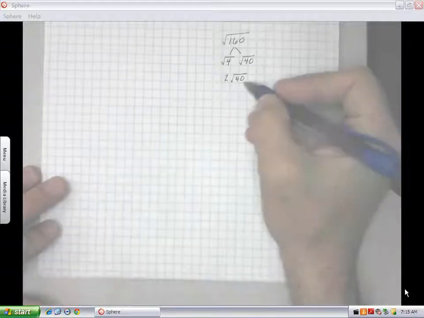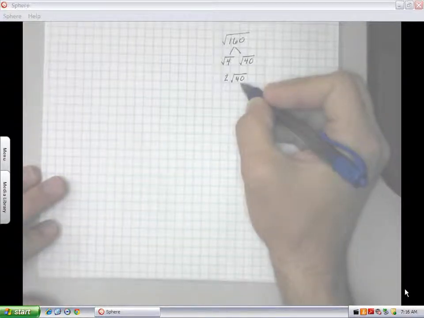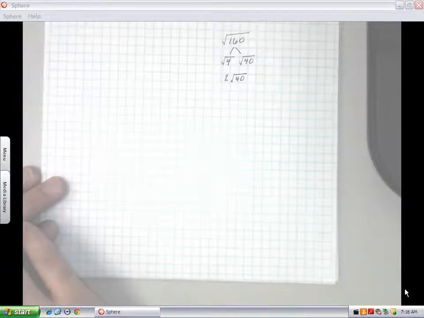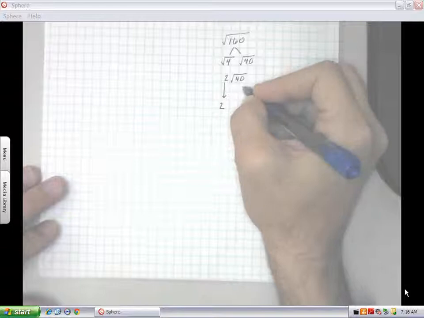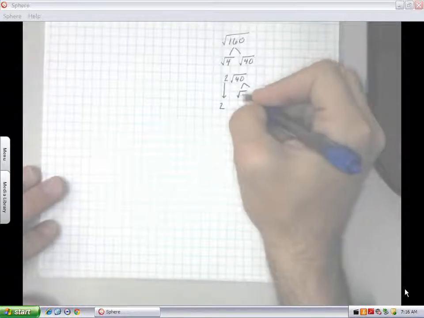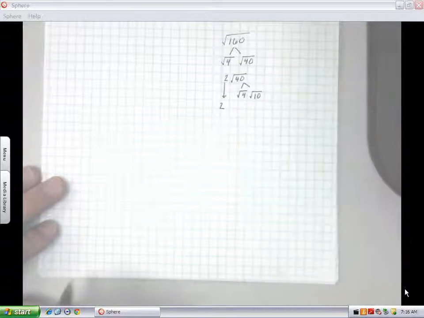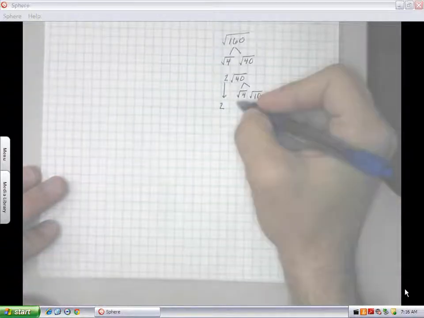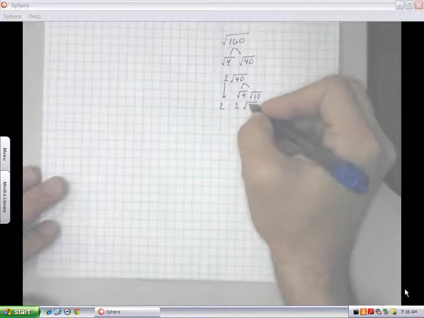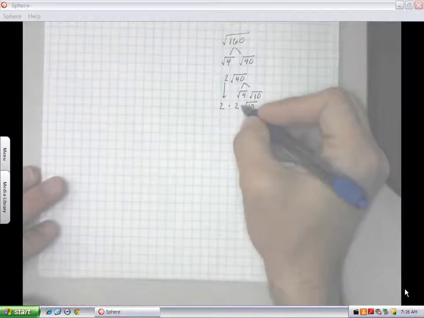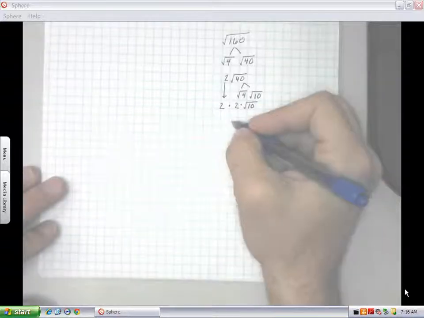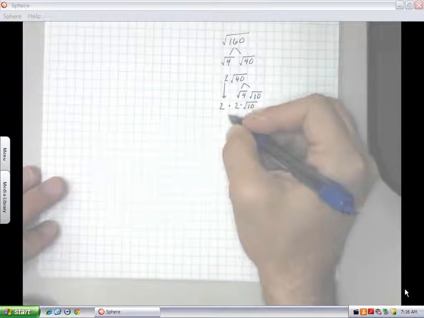If I look at 40, I might realize that there's another perfect square that goes into 40. Well, I can fix it. If I continue to bring down this coefficient of 2, and then just try to reduce the square root of 40 one more time. Square root of 4 times square root of 10, which turns into 2 square root of 10. Remember that I'm multiplying all of these terms. Multiplication, multiplication. So 2 times 2 gives me 4 square root of 10. So I've gone ahead and fixed the problem.